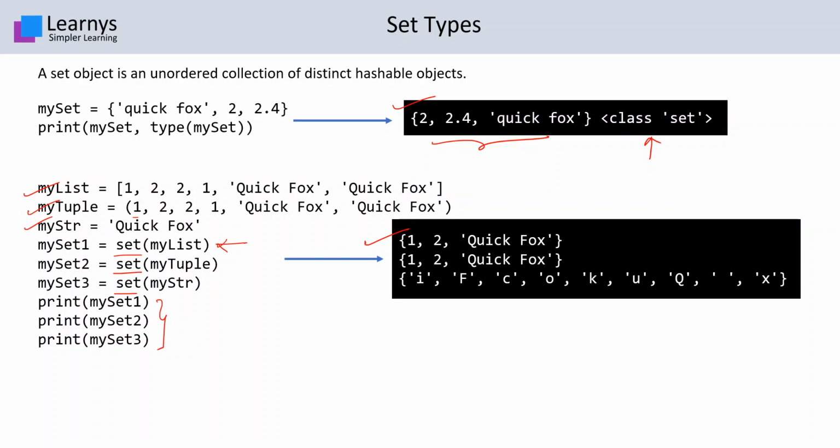Similarly, in the tuple, there were repetitions of 1, 2 and quick fox. So when we convert it into a set and try to print it, another same set is printed. That is 1, 2 and the string quick fox. When we try to convert the string quick fox into a set, all the alphabets of this string are converted into the elements of the set. Note that if there are any repeated alphabets inside this string, they will also be considered only once.